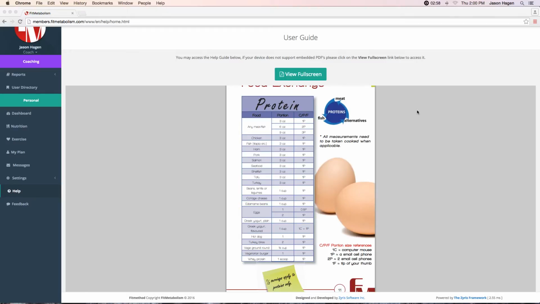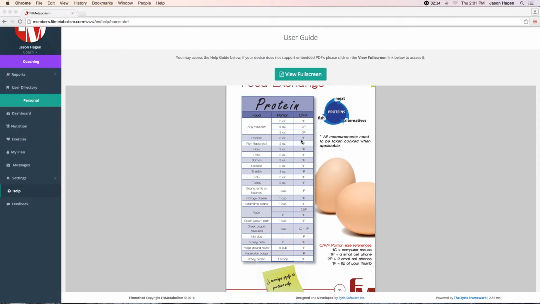In this video, I'm going to explain the protein part of our food exchange. Again, it follows the same routine where the food is on your left, the portion is in the middle, and the corresponding protein is on the right-hand side. But to make it simple, anything that's 3 ounces, which is roughly the size of a computer mouse or a small cell phone, is going to be 1 P. A full chicken breast would then be 2 P.